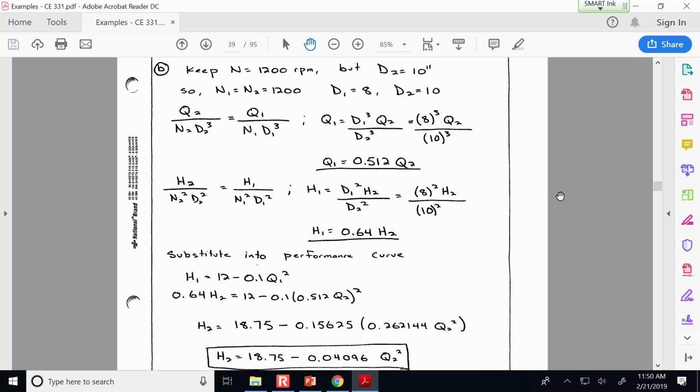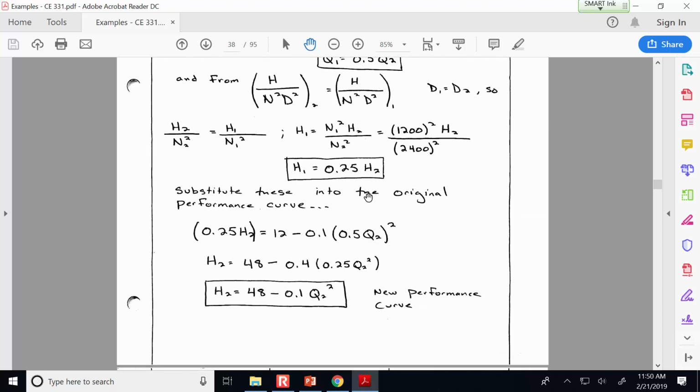All right, so in part B, we're going to spin it the same speed as it originally was spinning, but we're going to use a different diameter tube inside of the impeller and the entry and the exit. So it's basically just scaling up the size of the pump. Originally we were using an 8-inch, but now we're going to switch to a 10-inch. And so the question is, how does the performance change?